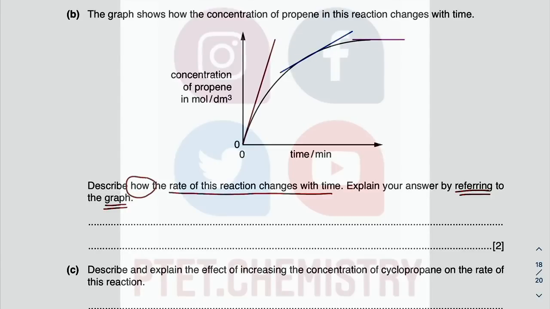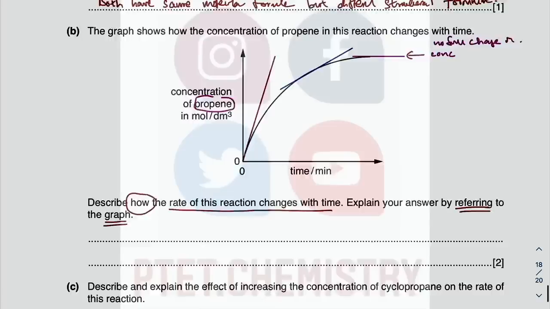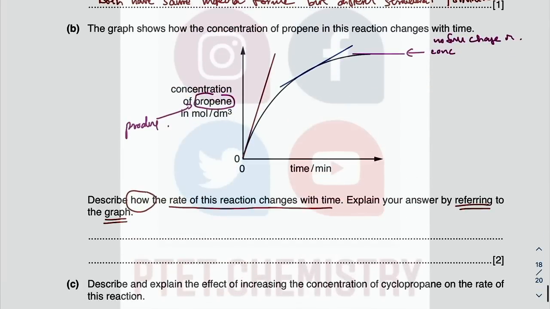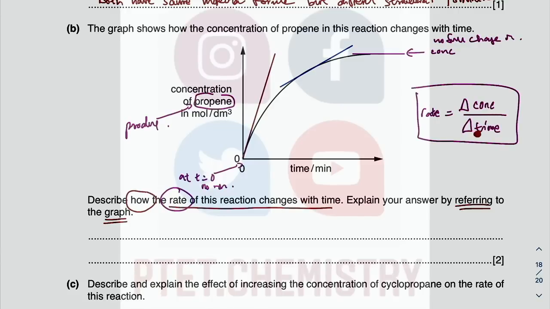So here this means no further change in concentration. This is propene. Propene is on the right. Propene is your product. Why does it start at 0, 0? At time equal to 0, no reaction. Rate has to do with the change in concentration over change in time. Rate is defined as the change in concentration over change in time. You can think about it as how the concentration changes with time, therefore it's related to the gradient.